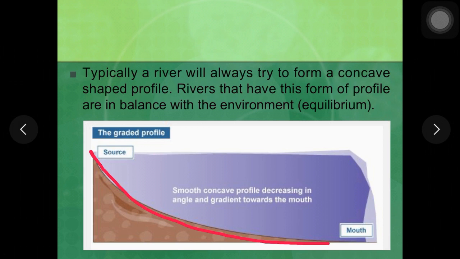Now, typically, a river will try to attain a concave upward profile, as shown in the diagram here. This is the source, which is usually in the mountains, and the mouth is the place where the river meets the ocean at sea level. So, a river will always try to attain this concave upward profile during its life. This is also called the long profile, and it is said to be in equilibrium.